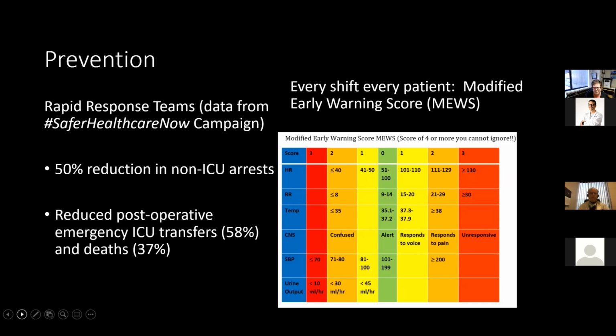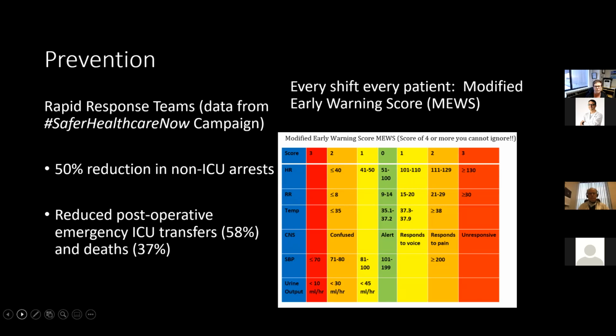So before we talk about advanced life support, I think it really is important to talk about how we as healthcare providers can prevent cardiac arrest. And so there's 2 kind of methods in the literature. So the first one, big in prevention, is rapid response teams.